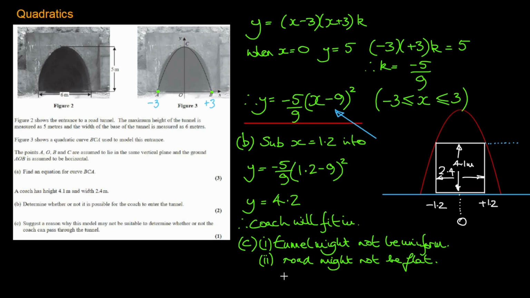Or it might be cambered, or there might be a light dangling from the ceiling, or one of the bricks in the tunnel might just stick out. So there are many reasons, I'm sure you can think of others, why this may not work. But there you are.